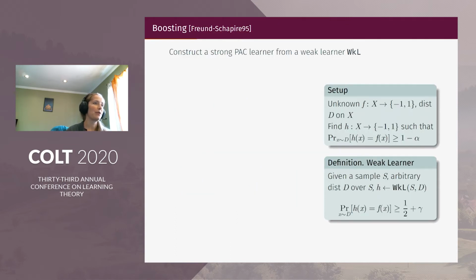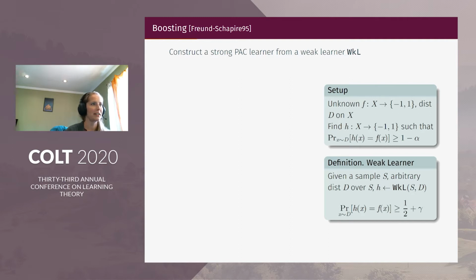We're going to construct these private PAC learners via boosting, a technique for constructing strong PAC learners from weak learners. So what's a weak learner? A weak learner takes a sample S along with a distribution D over S and outputs a hypothesis that agrees with f with probability gamma greater than a coin flip with respect to that same distribution D. Boosting consists of successive adaptive calls to this weak learner on varying distributions.